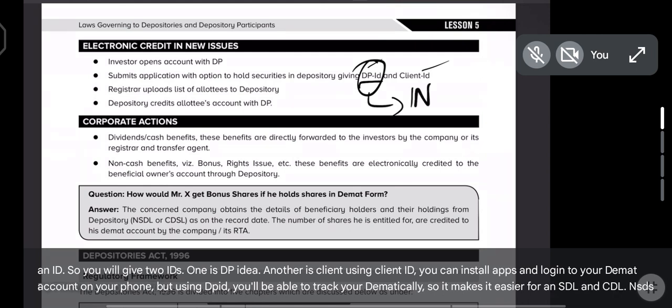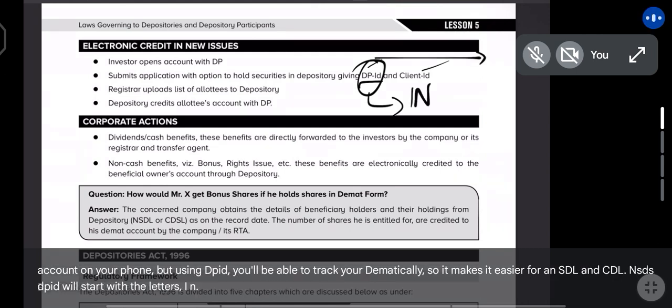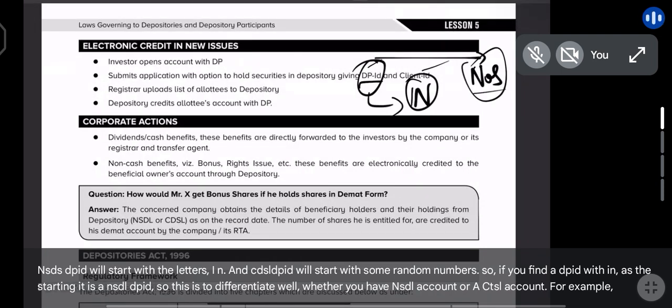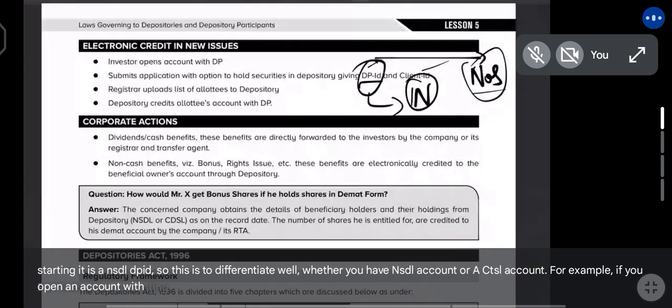NSDL DPID will start with the letters IN, and CDSL DPID will start with some random numbers. So if you find a DPID with IN as the starting, it is an NSDL DPID. This is to differentiate whether you have an NSDL account or a CDSL account. For example, if you open an account with ICICI Bank, it will typically go to NSDL. But if you open it with Canara Bank, it usually goes to CDSL, as far as I recollect. So that way they can easily track which DP is handling this, and it is easy to give you information using this.